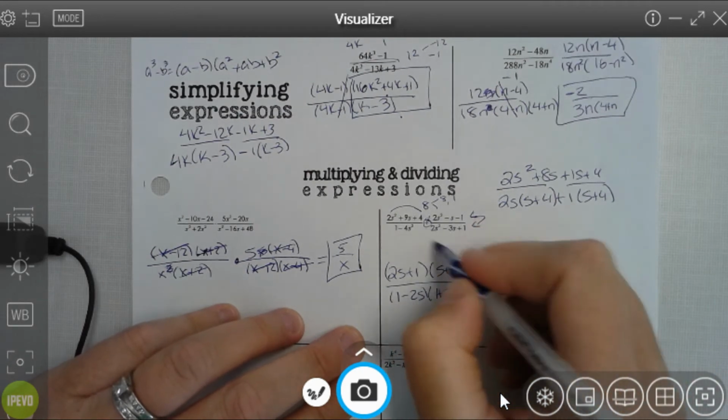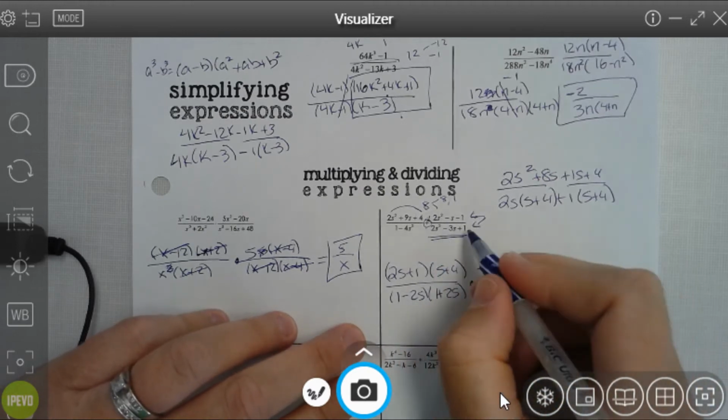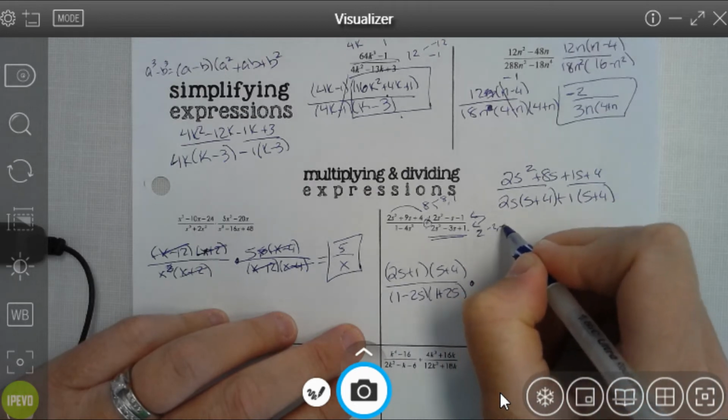We must flip this fraction, so I'm going to factor the bottom first because that's what will go on top. So factors of 2 to get a negative 3 would be negative 2 and negative 1.